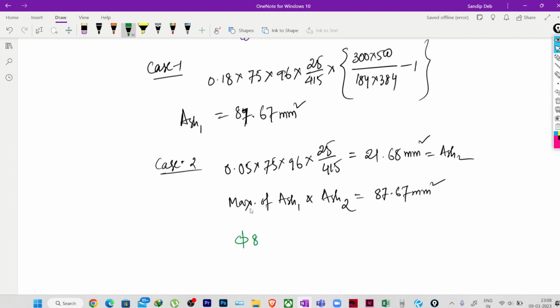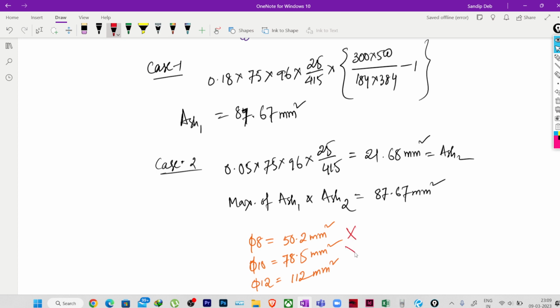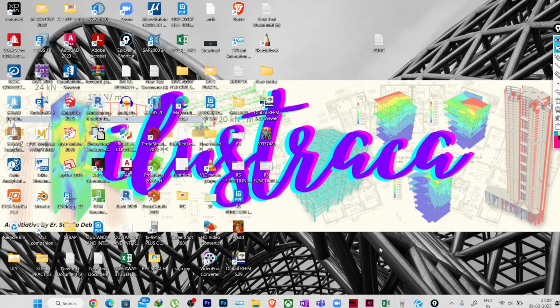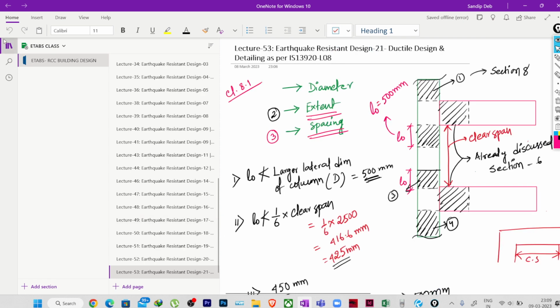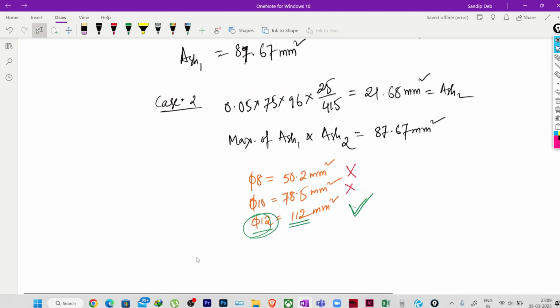Now, 8 mm diabar is equal to 50.2 mm square. 10 mm diabar is equal to 78.5 mm square. 12 mm diabar is equal to 112 mm square, right? So in this case we cannot provide 8 mm diabar or 10 mm diabar, so we will be providing 12 mm diabars for this confinement reinforcement.